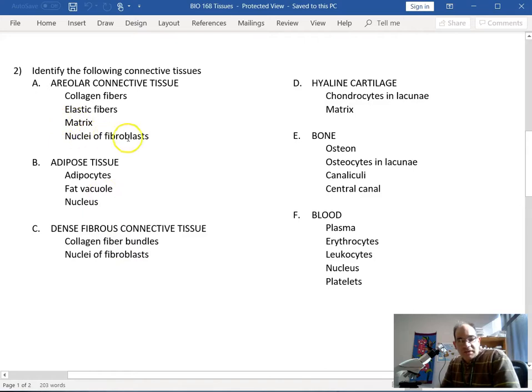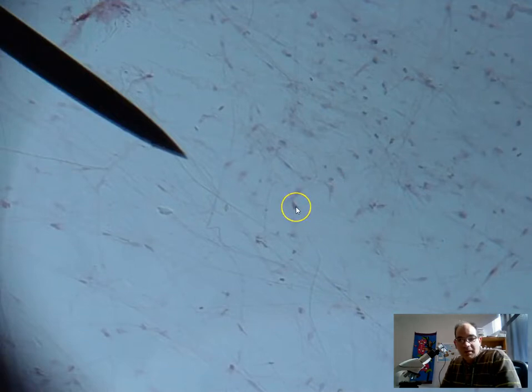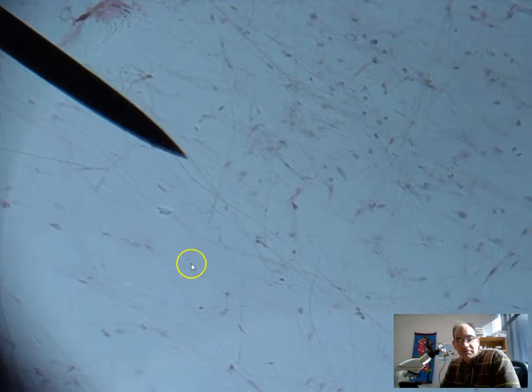We also have matrix and nuclei of fibroblasts. Recall from lecture that areolar connective tissue contains lots of different cells: fibrocytes, mast cells, melanocytes, all kinds of stuff. But with our rather inexpensive microscopes and slides, we can't really tell the difference between these cells. So we're just going to call any of these dark circle looking things fibroblasts. And so those are the nuclei of the fibroblasts. Everything else that's not protein, fiber, or cell is going to be matrix for areolar connective tissue.